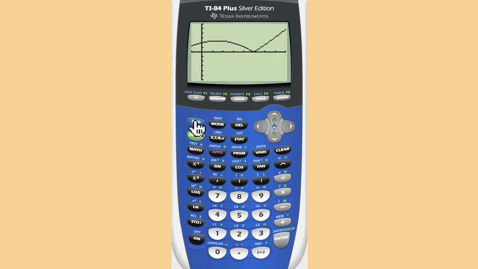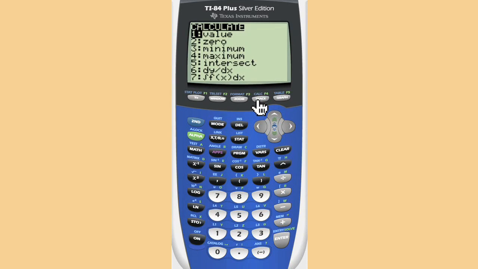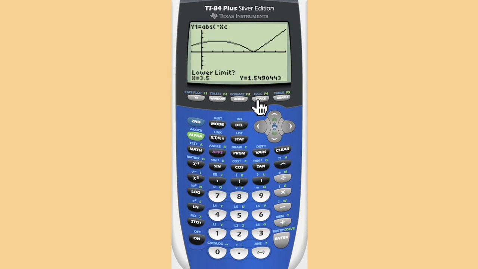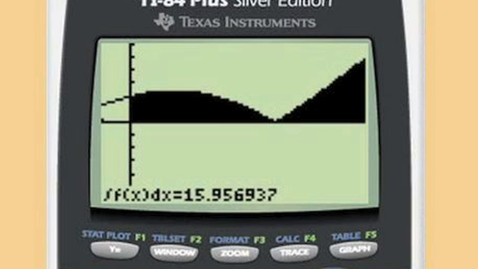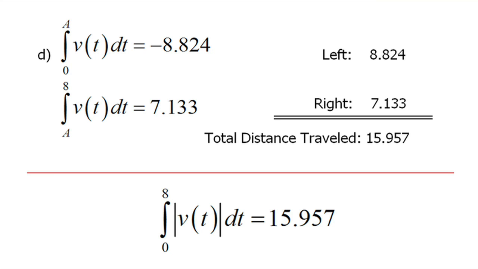And you'll see an identical graph just with positive velocity, but the same area under the curve. To find the area, hit second, calculate, number 7, and this time just one integral from 0 to 8. You'll notice that in the end, once it's traced out the new areas, it'll give you the same exact answer as you got last time, 15.957. You can write your answer either this way with 2 integrals and a total of 15.957, or just one integral from 0 to 8. But if you use one integral, don't forget your absolute value bars. Fantastic. So this moves us on to part E.